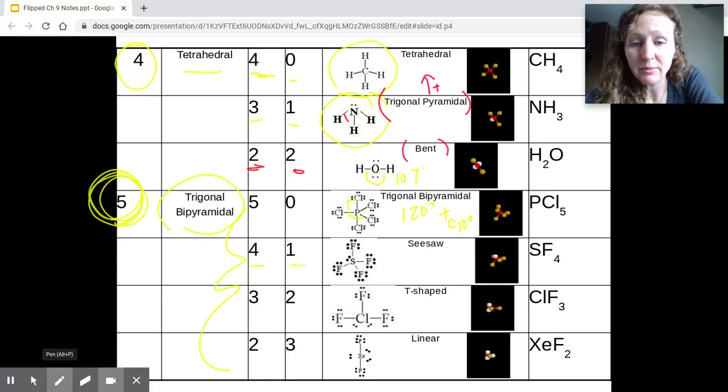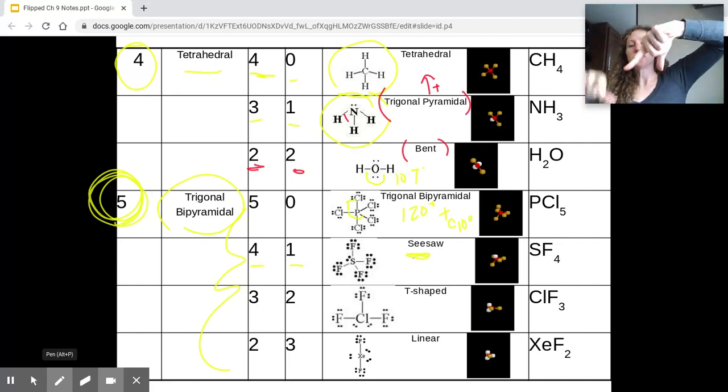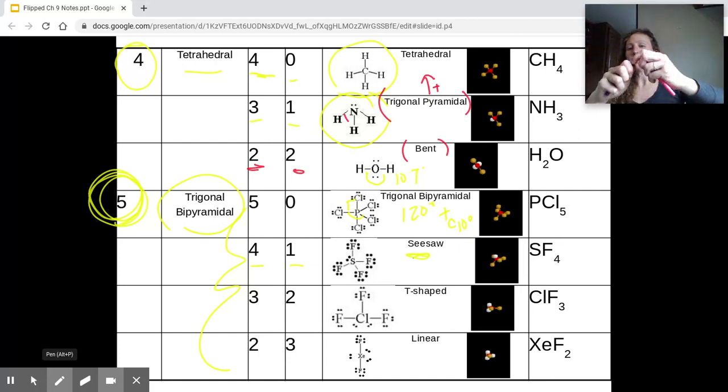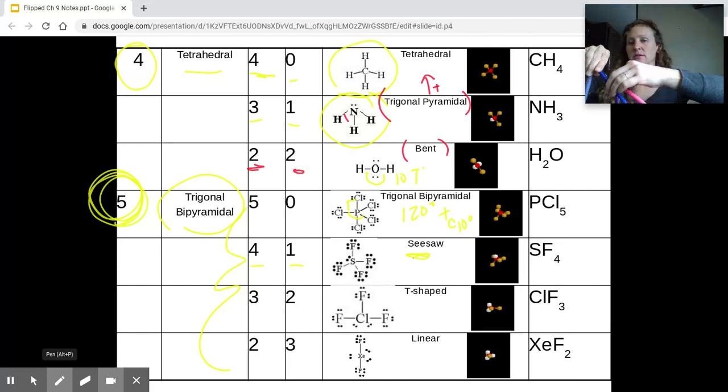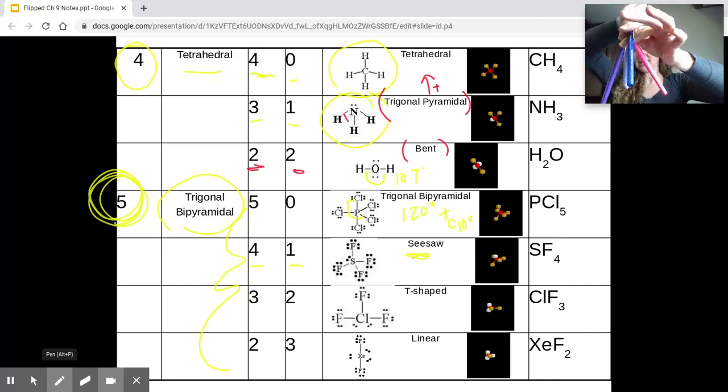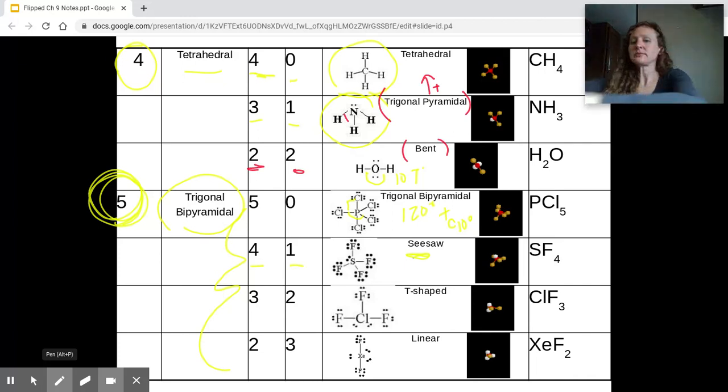If you have 4 bonding and 1 non-bonding, it becomes a seesaw because you have 2 bent molecules kind of put together. You have a bent molecule this way. You also have a bent molecule this way, and they're kind of put together like a seesaw.